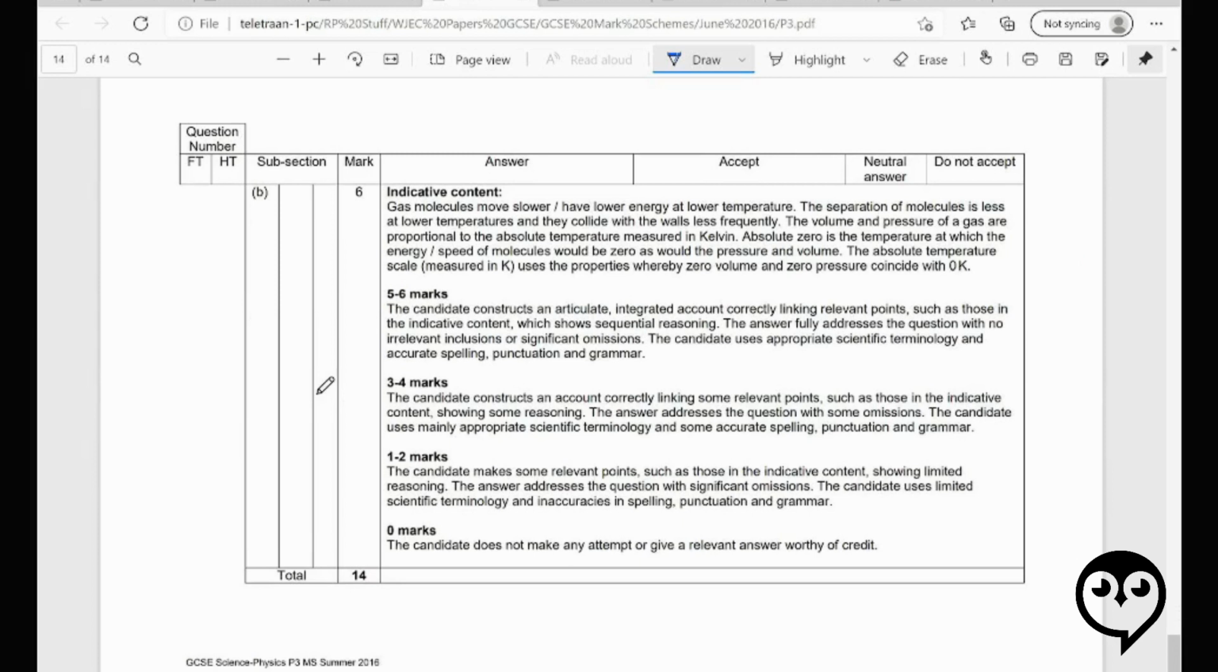Let's take a look at the mark scheme. So what are they asking for? Gas molecules will move slower. They'll have lower energy at lower temperature. The separation will be lower. They will collide less frequently.